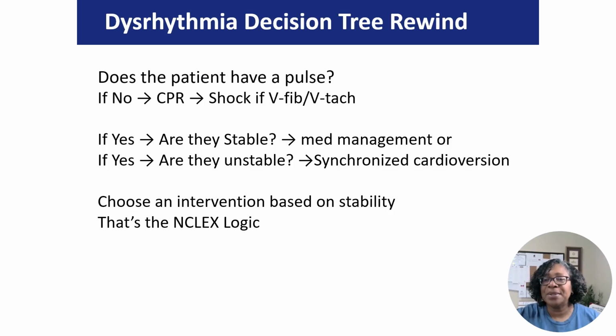And I put this back in to review that decision tree again. You have a dysrhythmia. What do I do? First, you're going to say, does the patient have a pulse? If no, CPR. And if they have VFib or VTach, you're going to shock the patient. All righty. If the patient has a pulse, are they stable? Unstable, you would do synchronized cardioversion. If the patient is stable, you're anticipating medication management. And that's the logic of the NCLEX. I hope this helps you out some.